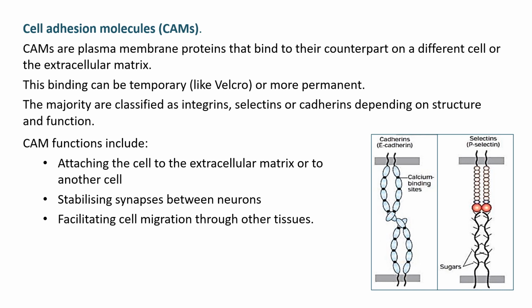Another thing is facilitating cell migration through tissues. So cells often have to move through tissues, and they do this a bit like slugs. They use their cytoskeleton to change shape and squeeze through other cells. But cell adhesion molecules allow them to do that. They allow them to grab on and pull themselves through.